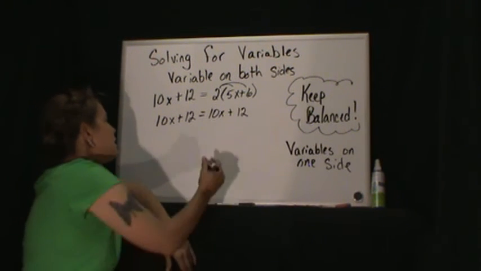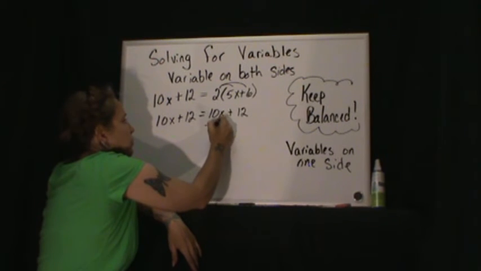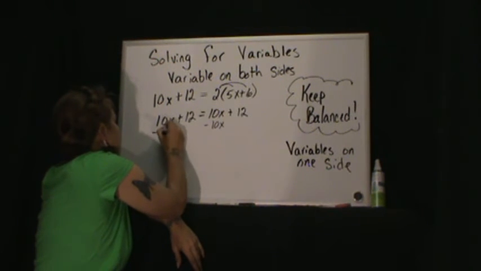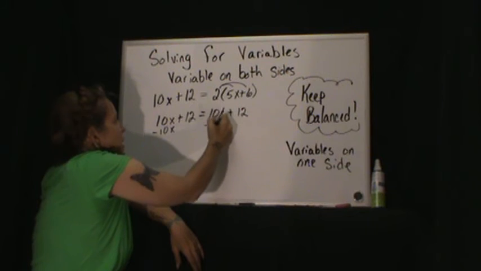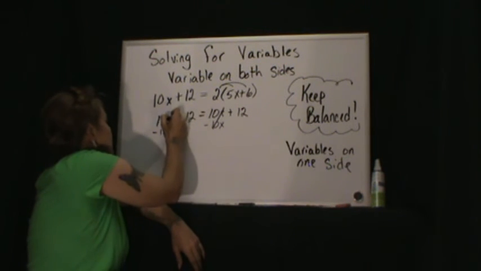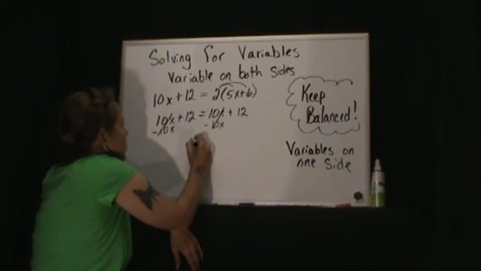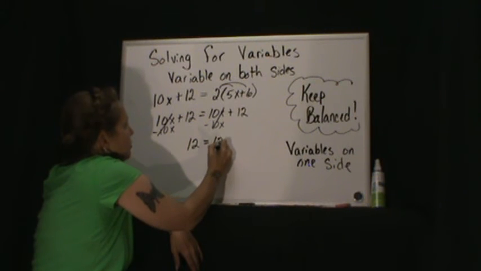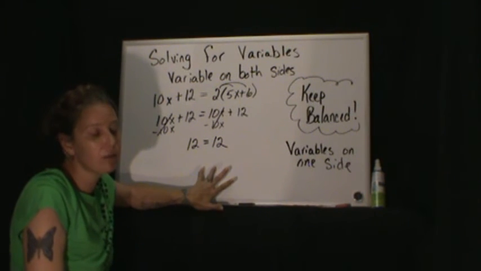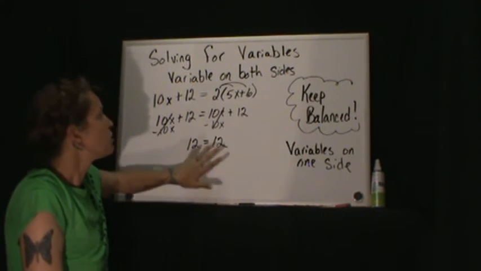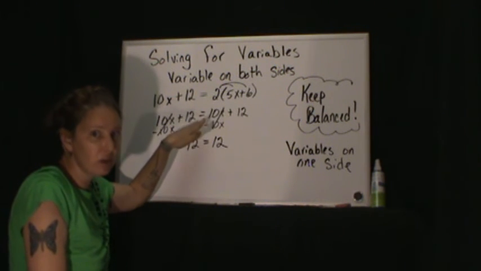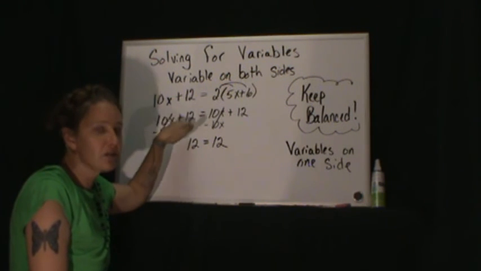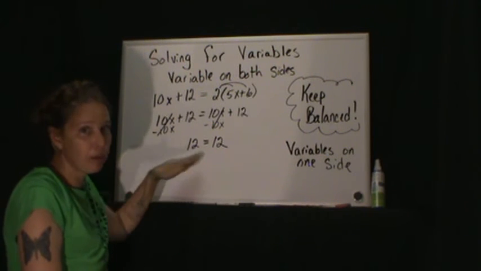Move all our variables to one side. Doesn't really matter which one we move. 10x minus 10x cancels. So we're left with 12 equals 12, which is a true statement, which is why it means all real numbers. It does not matter what number you plug in for x, your answer is always going to be the same on both sides.